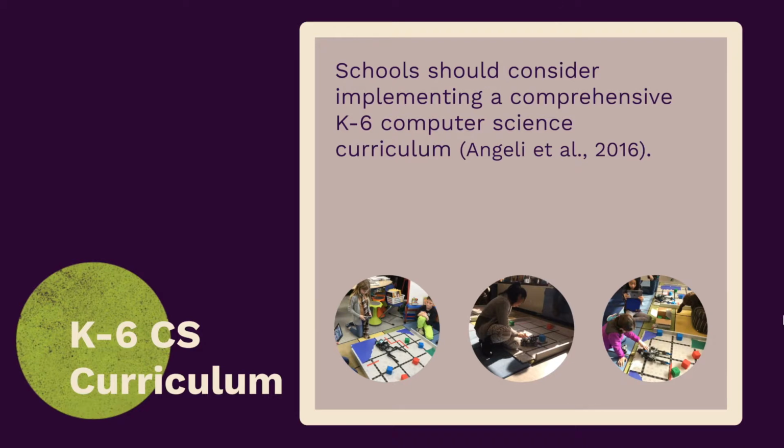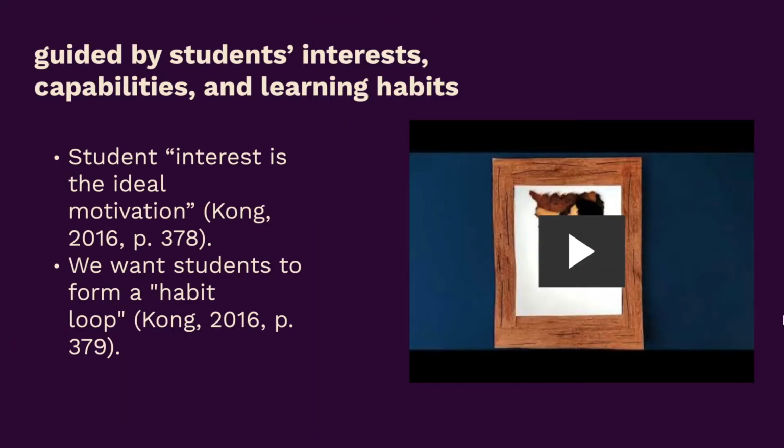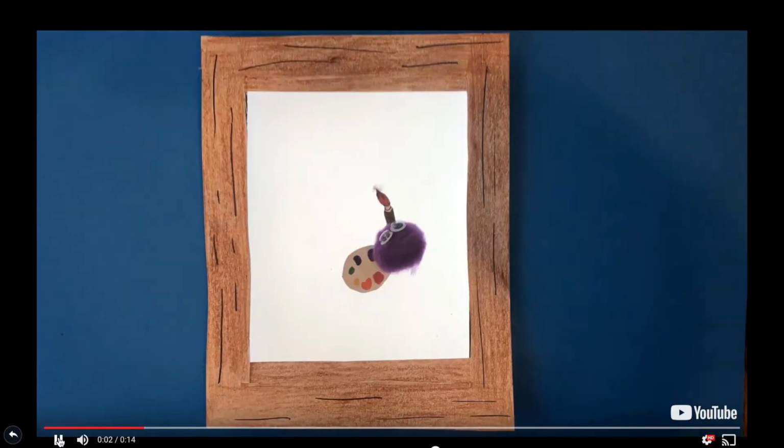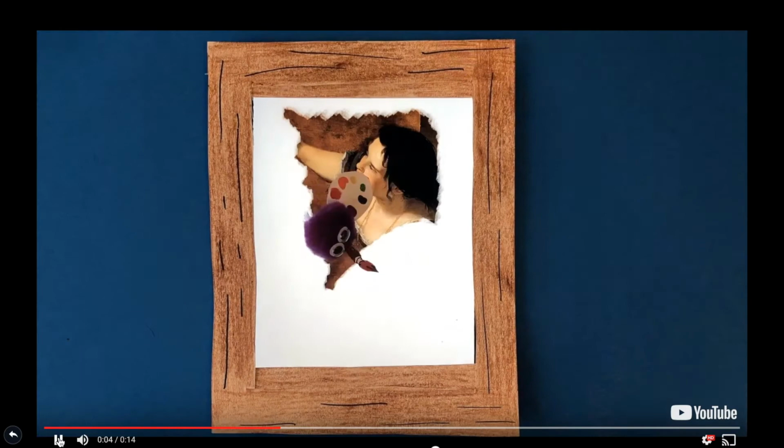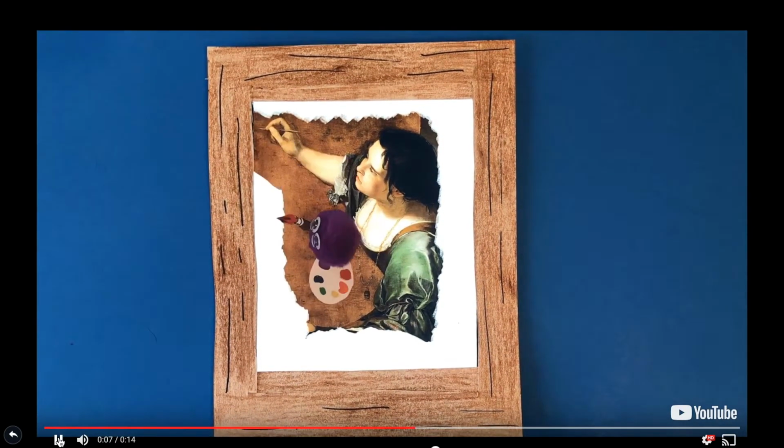In addition to specific interventions for helping students who are struggling with computer science, one overarching recommendation I found in my research was that schools should consider implementing a comprehensive K-6 computer science curriculum. According to Kong 2016, student interest is the ideal motivation, and we want students to form a habit loop, meaning that we want them to be motivated by the computer science so much that they become creators of content. When students are motivated by their own interest and form this habit loop, they will want to become lifelong creators.